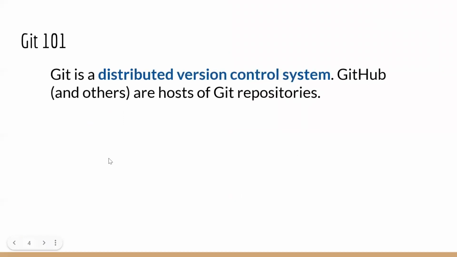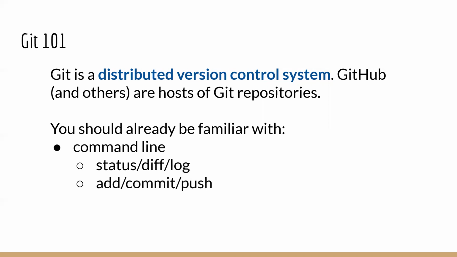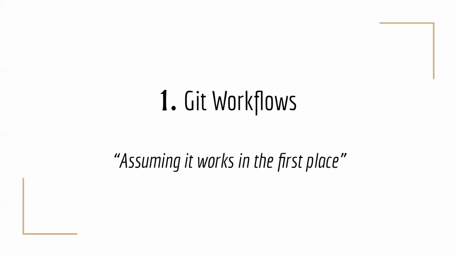Okay. So Git recap, Git 101. Git is a distributed version control system, right? It's distributed because you don't have to communicate with a central server. You can talk with everyone. In practice, we really don't care about that too much. We pretty much always use GitHub for most things. But there are other options. You should be familiar with command line stuff, so things like git status, diff, log, add, commit, push, pull, as well as some branches and basic merging things. So if I ask you to merge a branch, please don't freak out on me.